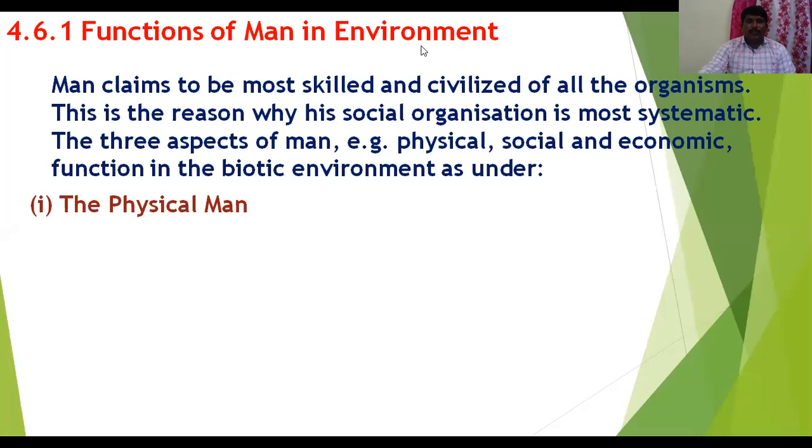One, the physical man. The physical man is one of the organisms, populations, or biological community. He is in need of basic elements of the physical environment like habitat, air, water, and food. Besides, like other biological populations, he releases waste into the ecosystem.